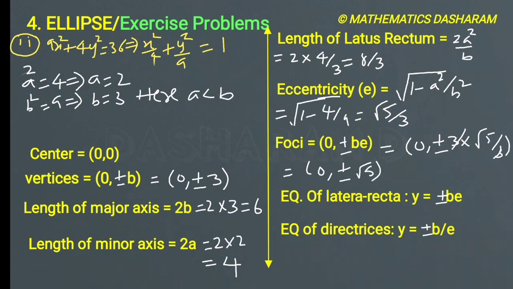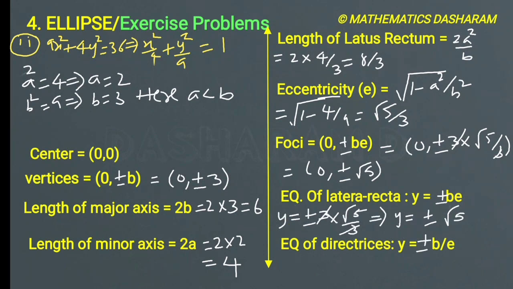Next, equation of a lateral recta, that is y equals plus or minus be. So then y equals plus or minus b value 3 and e value is root 5 by 3. So here 3 3 cancel, then it implies y equals plus or minus under root 5.